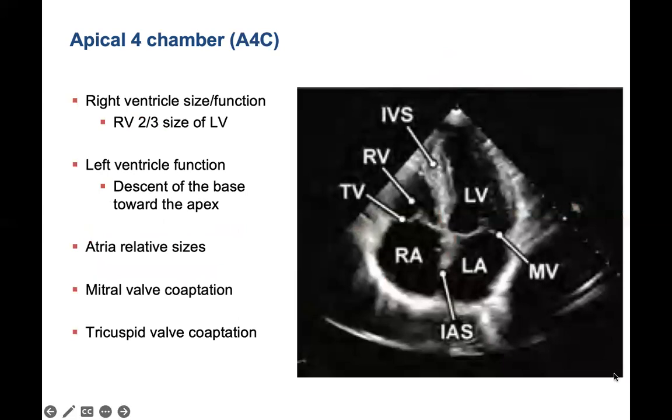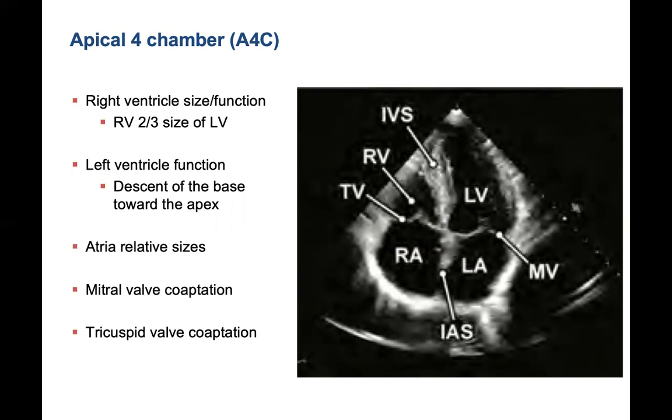So here is an ultrasound picture of an apical four-chamber view. You see the left ventricle, left atrium, right atrium. We see that that interventricular septum is nice and vertical in the center of our screen, and we can visualize both the mitral valve and the tricuspid valve. This is the best view really to look at right ventricle size and function. The right ventricle should be 2/3 the size of the left ventricle. We can also evaluate left ventricle function in this view as well.